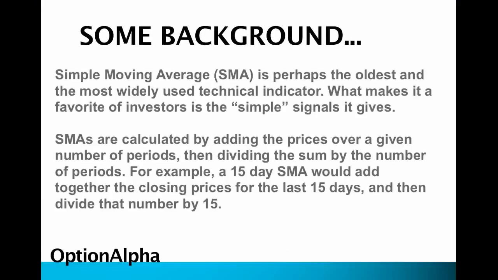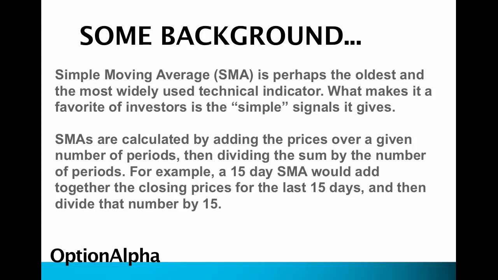So some background, simple moving averages are perhaps the oldest and most widely used technical indicator, and I guess what makes them a favorite of investors is because it gives a simple signal. It's very easy to understand. The calculations are very easy to understand as well. They're calculated by adding the prices over a given number of periods and then dividing by the sum. So just taking, again, like the name suggests, an average, and that average continues to move.